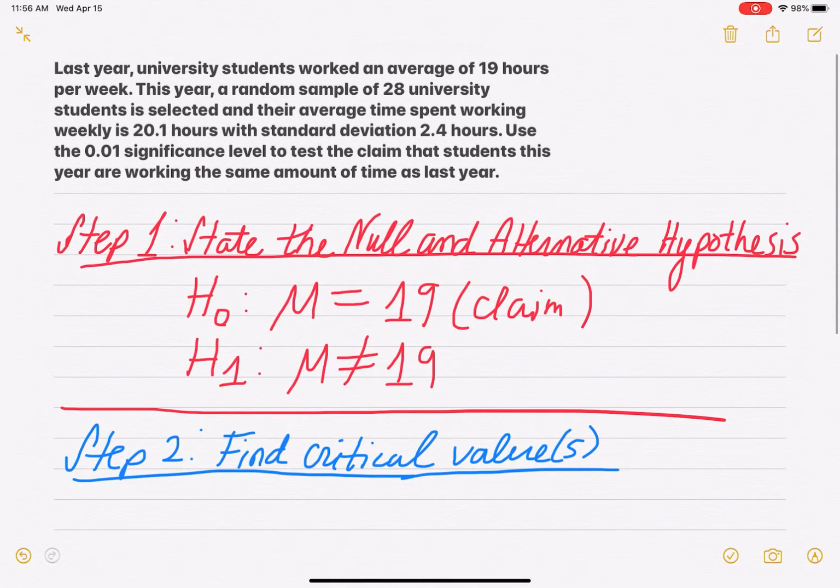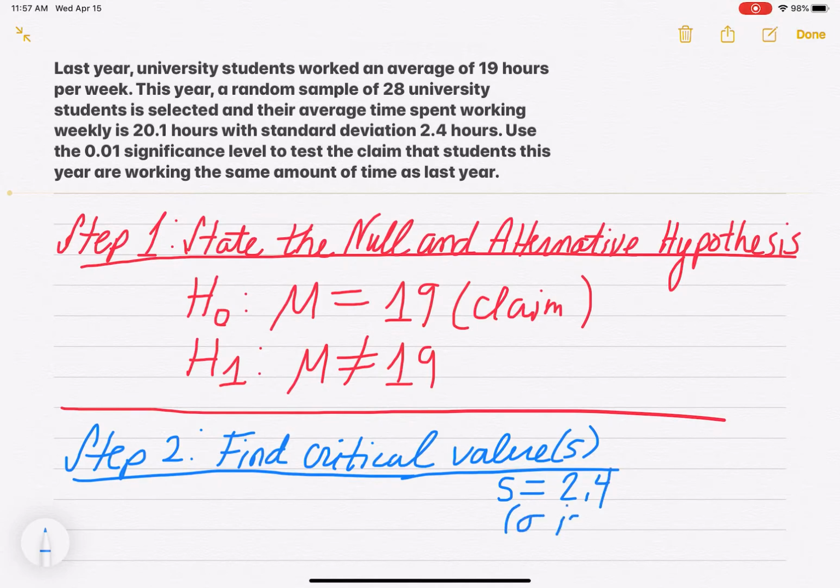Well, if you look at that standard deviation of 2.4 hours, that's referring to the sample of what? 28 university students. So that is an S. 2.4 hours, that's an S. So the sigma is not known. Population standard deviation is not known. So when you have the sample standard deviation only and not the population standard deviation, we're going to use the t-distribution.